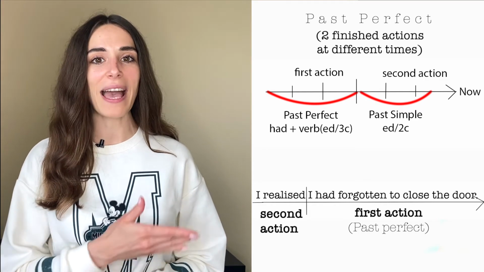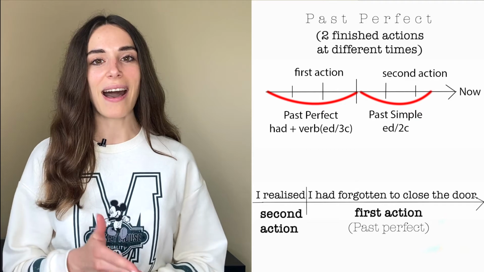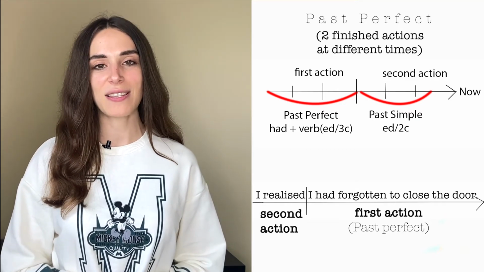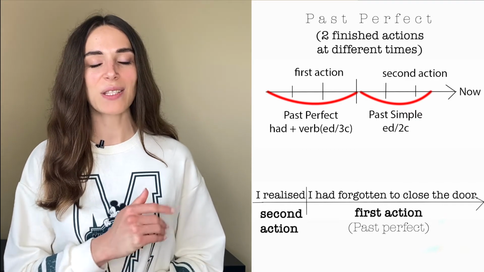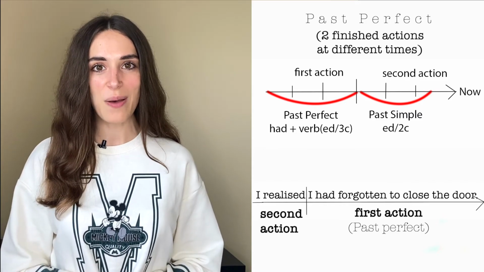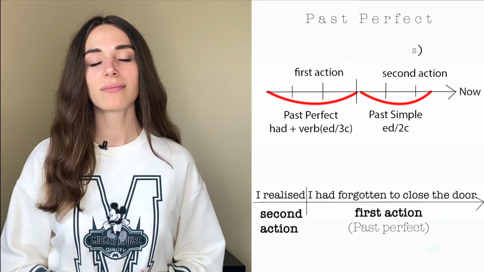So let's have a look at the timeline. First, I had forgotten and then I realized. So the first action: had plus the third column of verbs, and the second action, -ed.